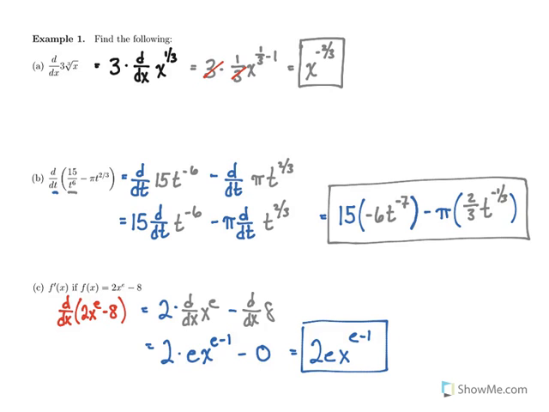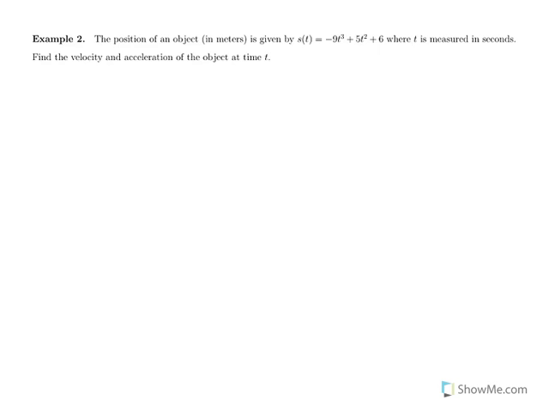All right, let's look at some more complicated examples dealing with this power rule. First, let's think about position and velocity and acceleration. So the position of an object in meters is given by s of t equals negative 9t cubed plus 5t squared plus 6, where t is measured in seconds. Find the velocity and acceleration of the object at time t. And what that means is I need to find the derivative and the second derivative of the function at time t. So let's start with the derivative.